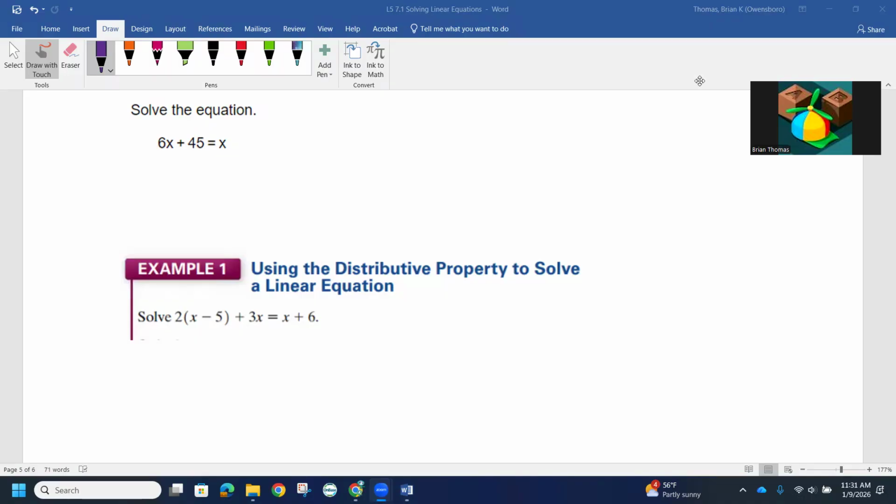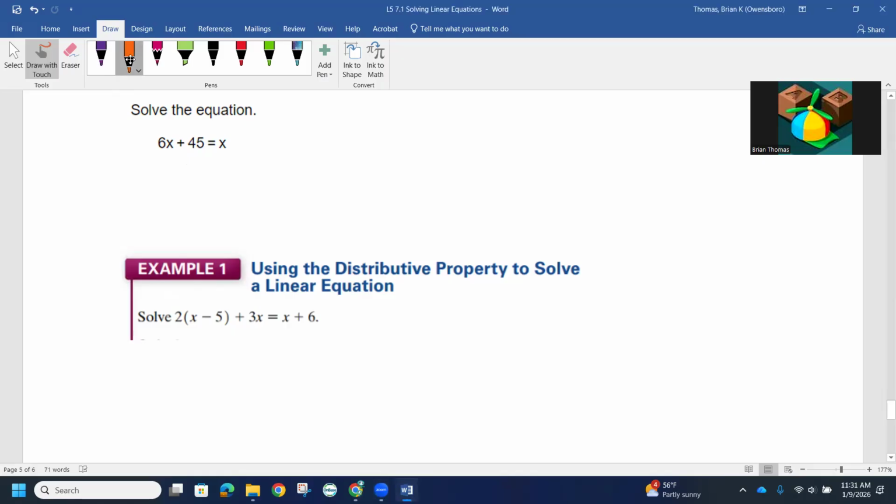So let's continue on to another question. We have 6x plus 45 equals x. Again, what we can do is simplify each side. But notice how each side is already simplified, but we don't have the x on the same side of the equation.